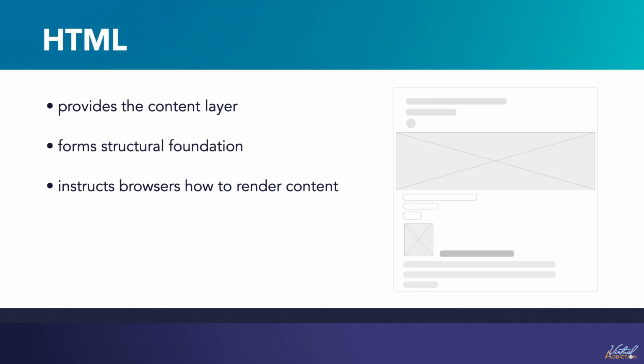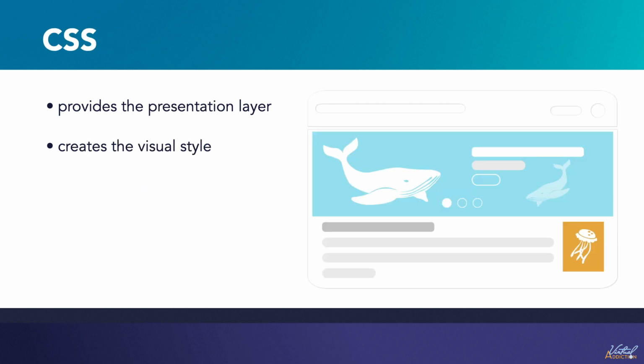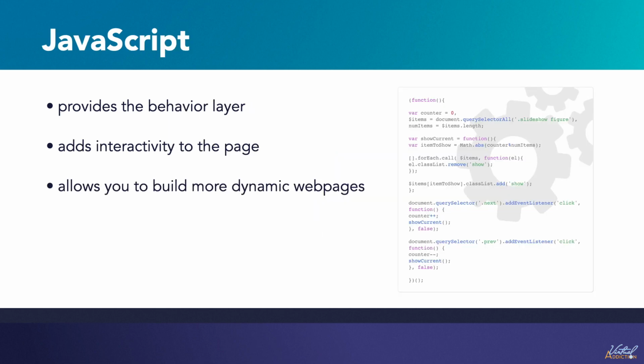So HTML provides the content layer, it forms the structural foundation, and it instructs browsers on how to render the basic content. The CSS provides the presentation layer. It creates the visual style. And the JavaScript provides the behavior layer. It adds interactivity to the page and allows you to build out more dynamic web pages.